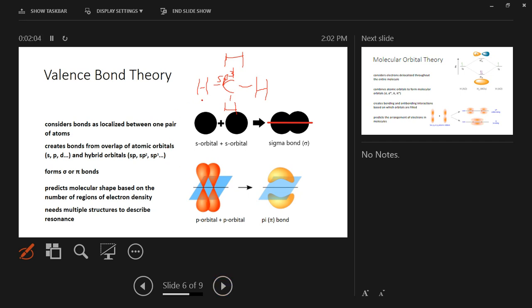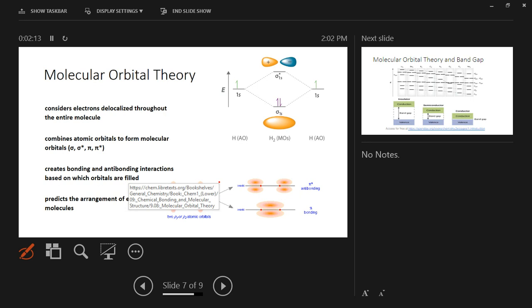So it's very simple. You draw lines, and that represents bonds, and everything's good, right? But unfortunately, because it's very simple, it can be very misleading. So we have molecular orbital theory. It's a little more complicated. What this does is it considers electrons as delocalized throughout the entire molecule. So they're not necessarily shared between atoms. The electrons are delocalized. And then you have atomic orbitals combining to form molecular orbitals.